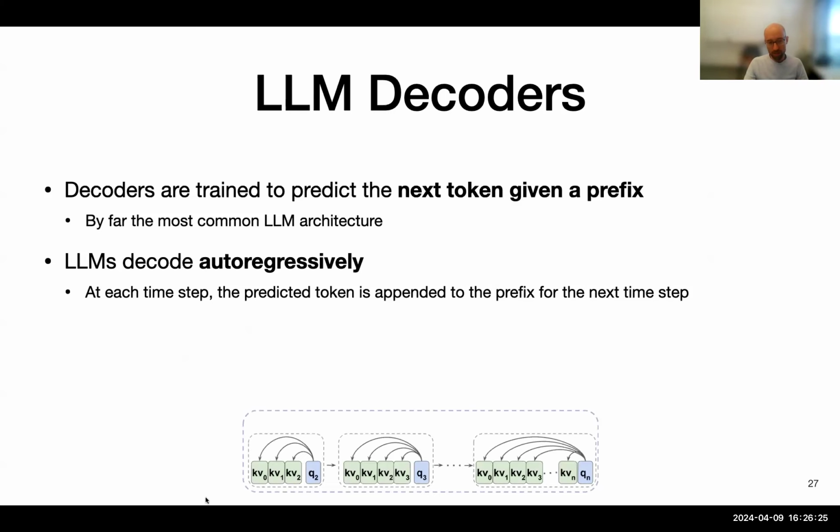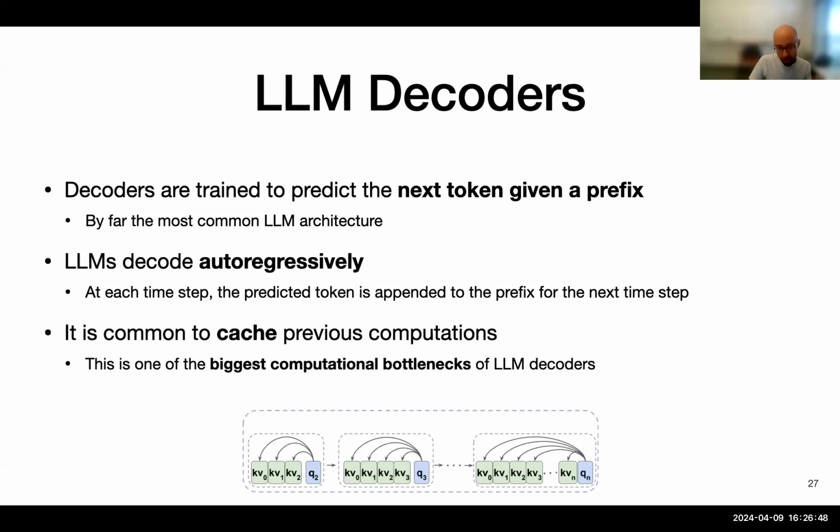So let's look at an example. If we have some prefix, consider these 3 tokens, then we generate the next token at this point, and then the next token, and then the next token, and so on until we reach the end of the sequence. Now, these two concepts are quite important, and this is how they are being used nowadays in LLMs.